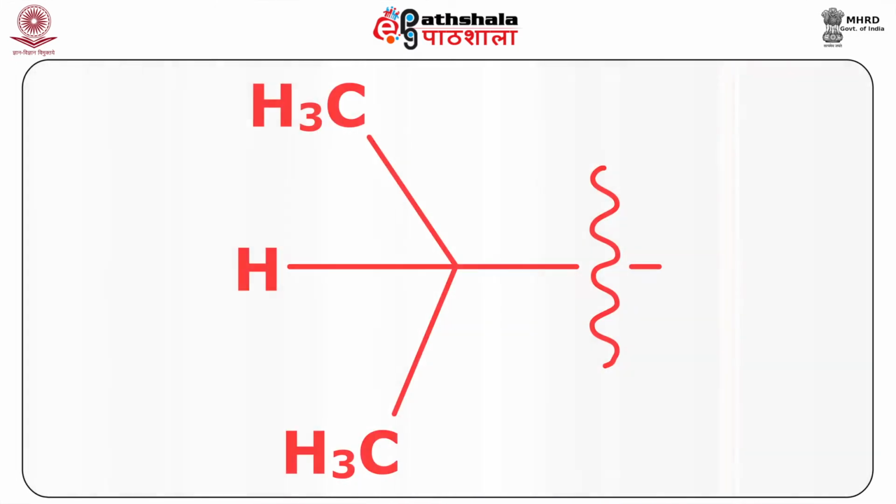Let us see first of all a doublet which occurs at 1.2 ppm accounting for 6 protons, and it indicates the presence of a dimethyl group attached to a CH. This also confirms the presence of a septet of 1 proton at 2.87 ppm. Now, you can see the structure of the fragment that we have elucidated from this particular information.